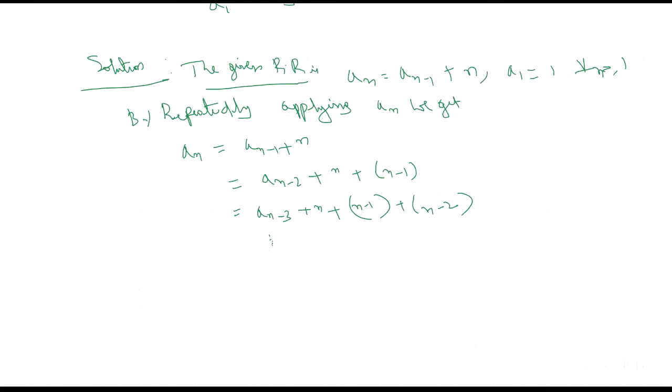So a_n = a_{n-(n-1)} + n + (n-1) + ... + 3 + 2. That equals a_1 + 2 + 3 + so on + (n-1) + n.